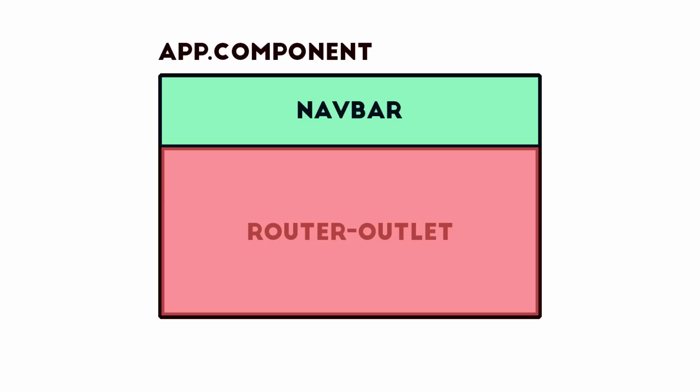And so we will render that at the app component level, and then just beneath it, we will call router outlet. And we'll define a set of routes such that when we hit different URLs in our app, we'll render different parent components in the router outlet.